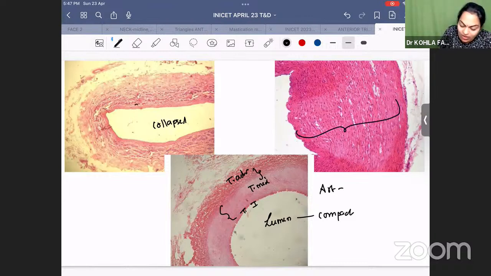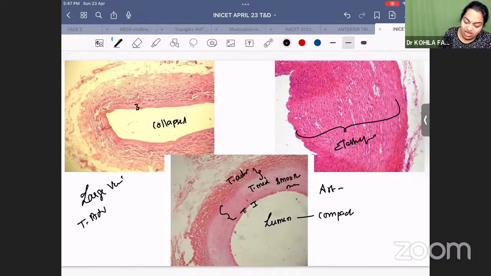In the vein, the tunica media is going to be small, okay? If it is a larger artery, the tunica media will be full of elastic fibers. You can't make out the internal and external elastic lamina. A medium size artery will have smooth muscle fibers. Whereas in a large vein, please note it down, the tunica adventitia is large, as you see here.